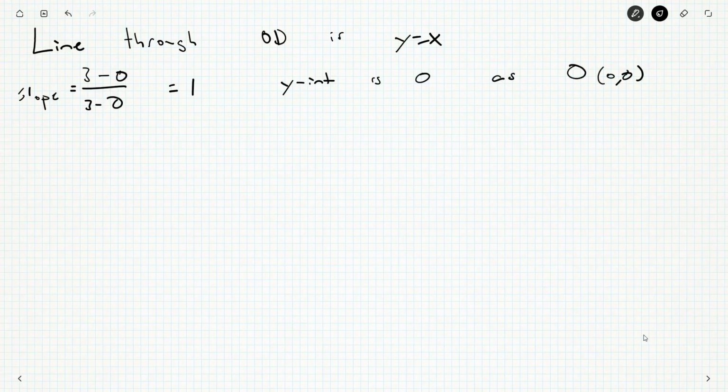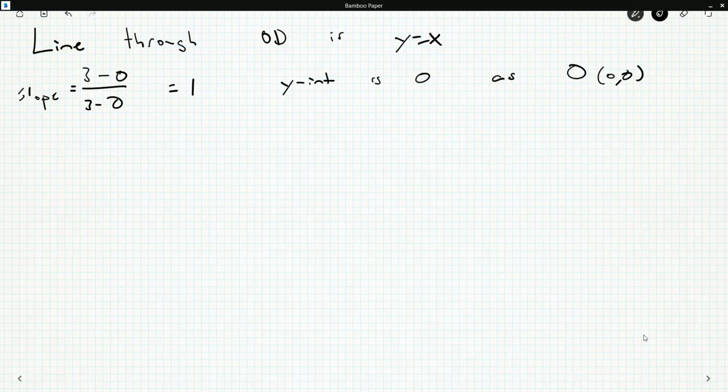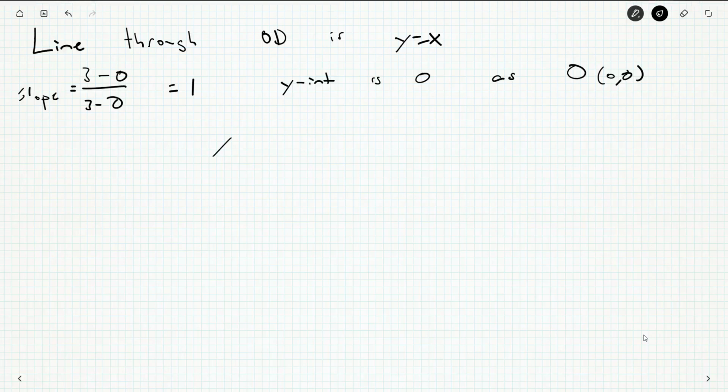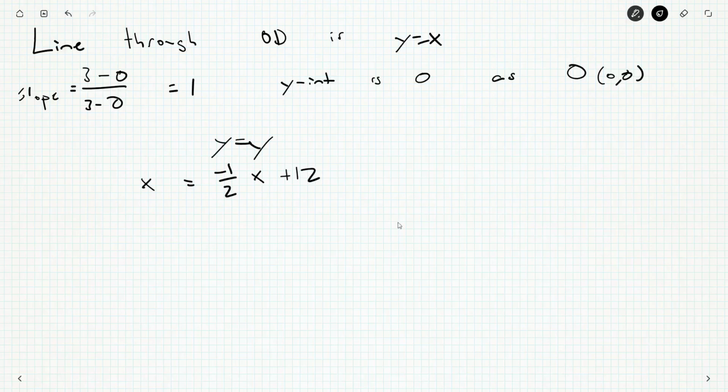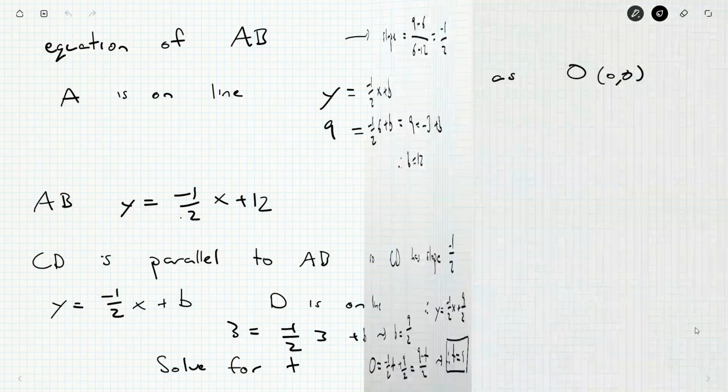All right, so, and what did we want? We wanted the intersection. Determine the coordinates of E, the intersection. Okay. So we set these two equal to one another. y equals y. But one of those y's is x. The other one is negative 1/2 x. It was plus 12, right? Let's double check. Yeah, plus 12.